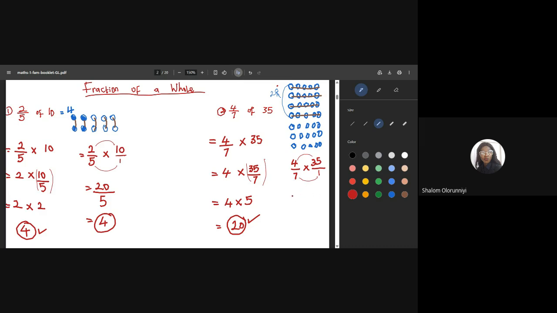So 4 times 35 is 140. And then 7 times 1 is 7. And of course, if you divide 140 by 7, your answer is also going to be 20. So you see that either of these ways will make your answer right. So 4/7 of 35 means that if you split 35 into 7 equal groups, right, and you pick 4 out of those 7 groups, you have 20. Okay, so that's it for fraction of a whole number.